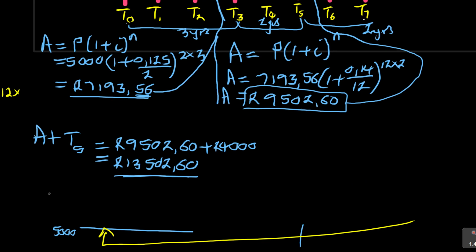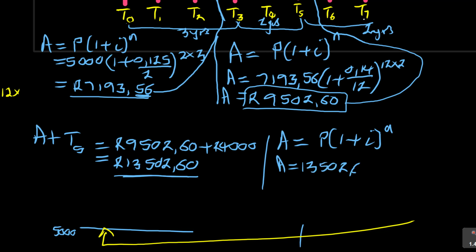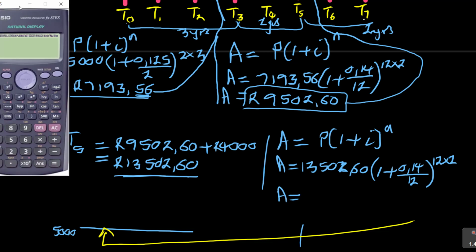So what do you do? You do the same thing to say here A is equal to P(1 plus i) to the power of n, and then P there is what? 13,502 rand 60. Right, bracket 1 plus, what's the compounding? It was 0.14. Then we divided that by 12. We said 2 years left. You put that 12 multiplied by the number of years, which is what? Which is 2. Then we do that to say what is our A. Guys, it must give us the same answer now.